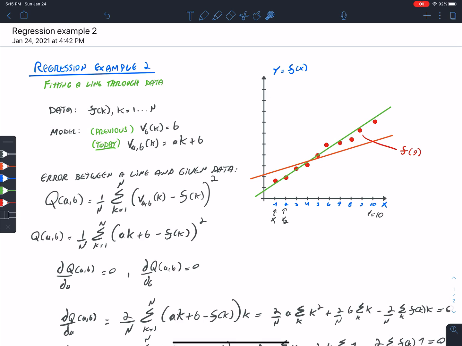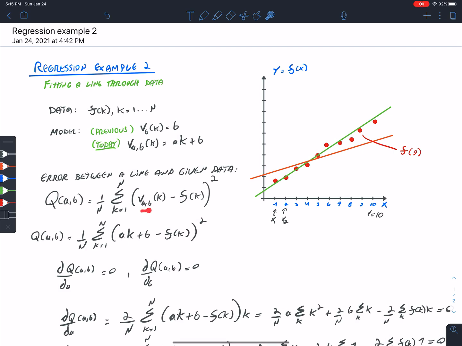So again, here's the model that we're going to look at today, and we're going to fit it to the given data f of k from k equals 1 through n. Like we did in the past video, we're going to use this q function, and this q will be a function where you input parameters a and b, and this function tells you how good a fit the line resulting from that particular a and that particular b is, how well that line passes through the data.